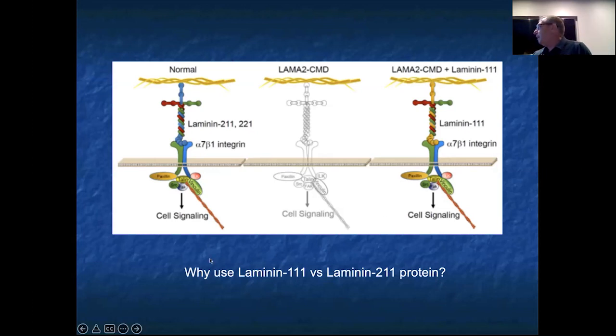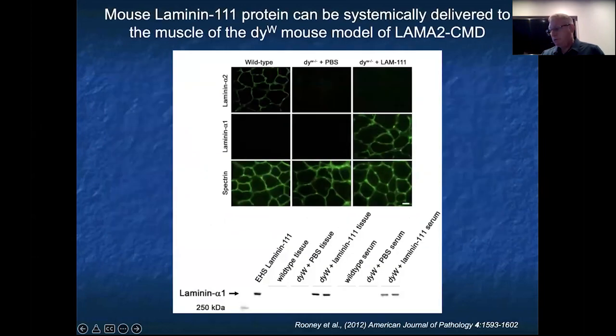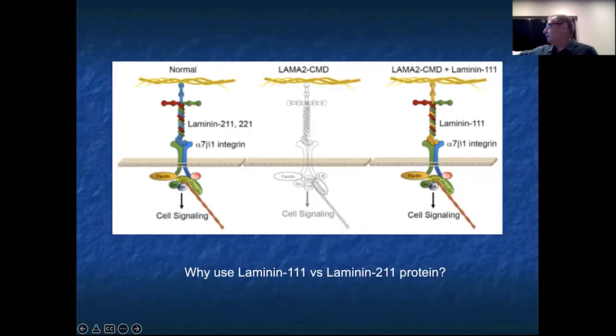So why use 111 versus 211? Patients are missing 211 from birth, and if you put 211 back in, what do you think is the major problem that the patient could face? An immune response, because they've never seen this protein before. So if we use 211, the problem is the immune response could be triggered to target the 211 and clear it out. It's basically an immune deficiency of the laminin.